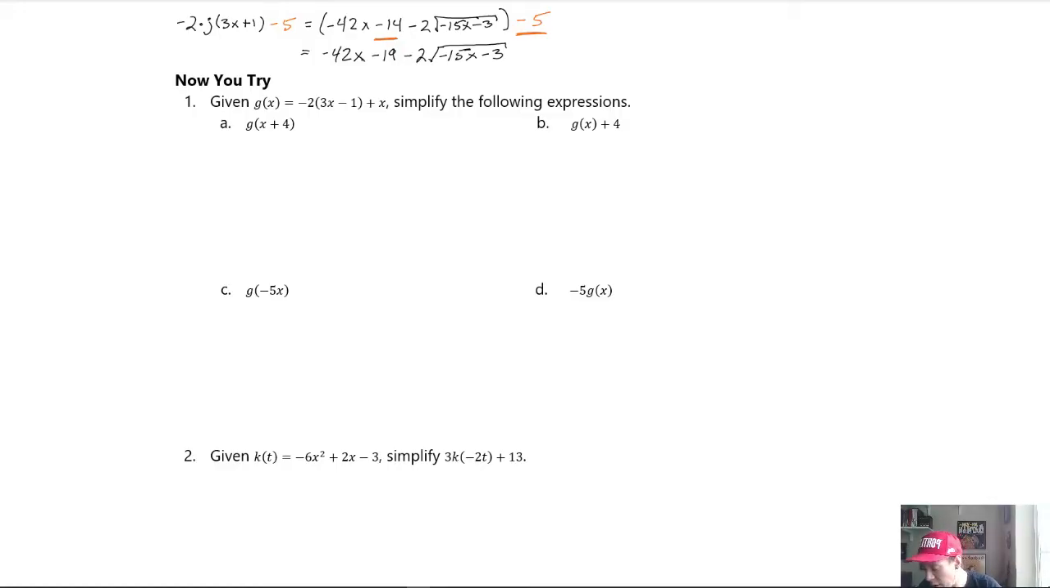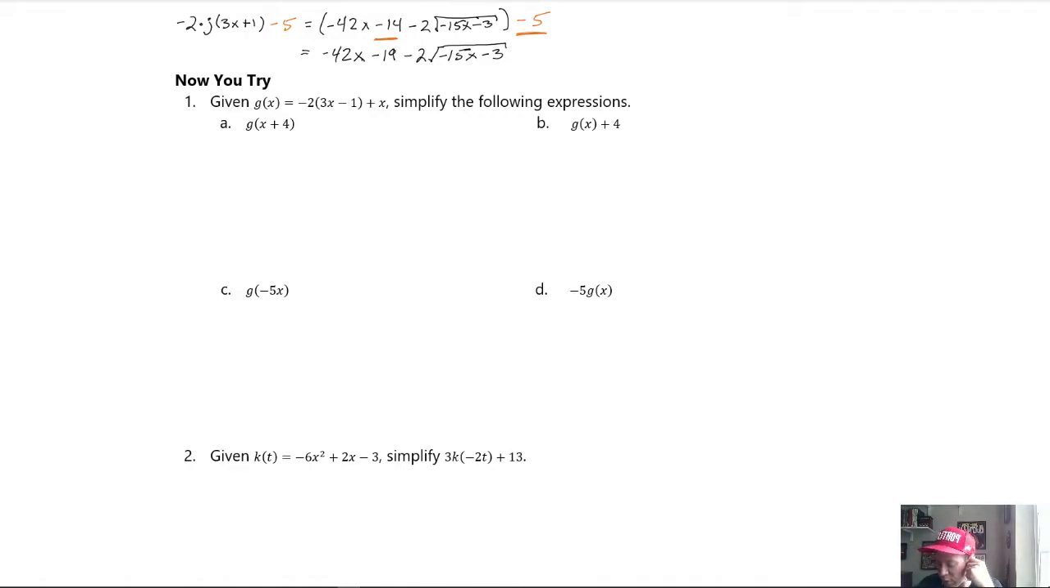Right, welcome back everybody. It's time to do the now you try problem, walk through the solution here. This is for the basic function operations where we're plugging things into functions and adding things, multiplying things to the function. So let's take a look at this first problem.